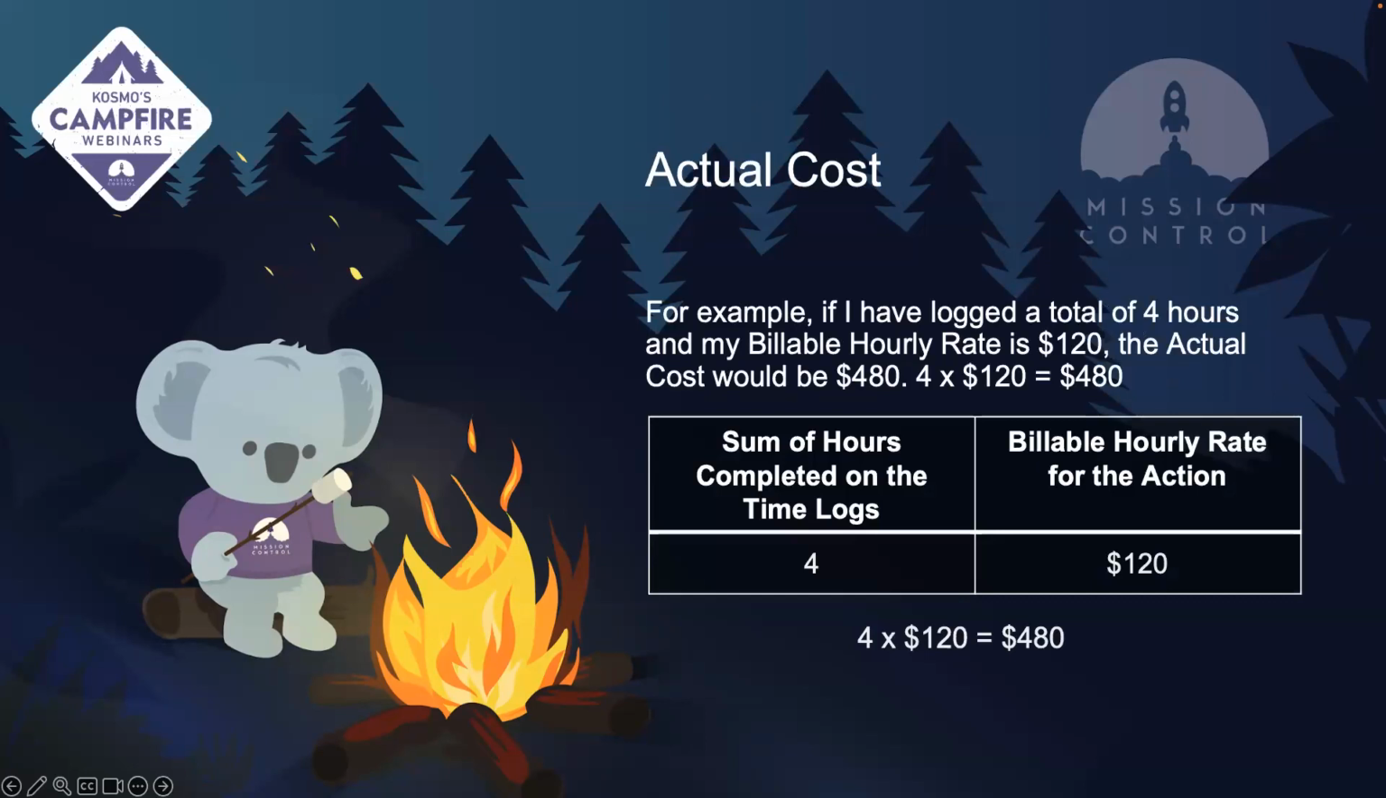So for this example, if I've logged a total of 4 hours and my billable hourly rate is $120, then the actual amount of revenue that I would have collected would be $480. So that's for a total of 4 hours times my rate for my action.